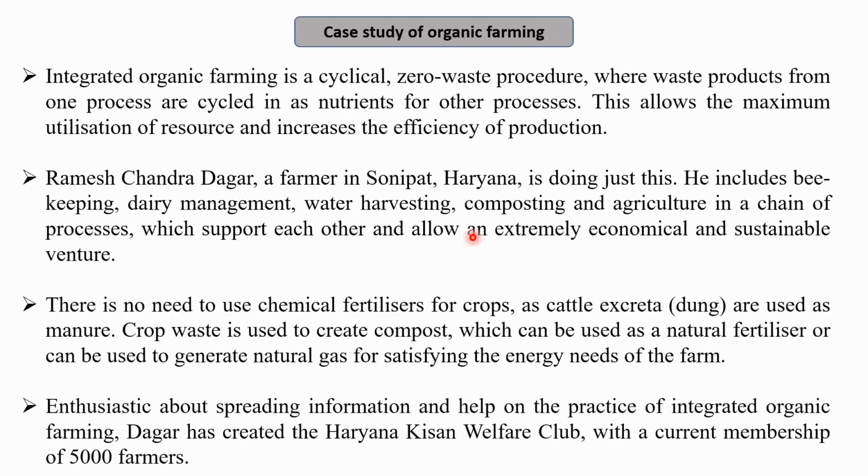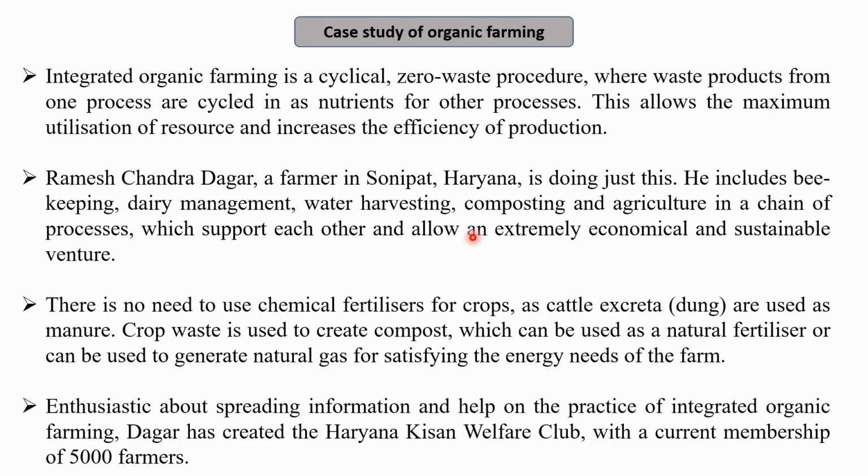So this is the case study for organic farming, where people have tried to use organic farming. Instead of using chemical fertilizers, waste material from different cattle, like dung, can be used as manure. So this approach was used by a farmer at Sonipat, Haryana. The approach is known as integrated organic farming.